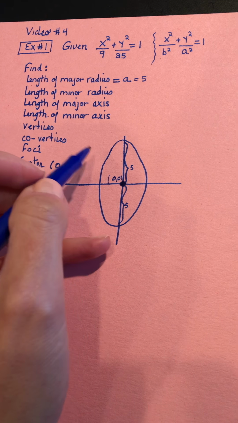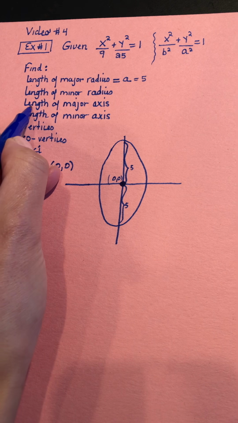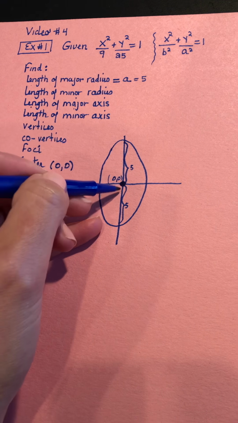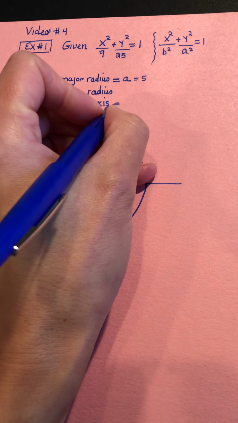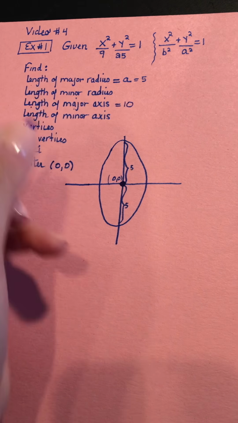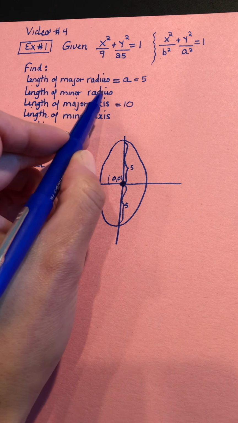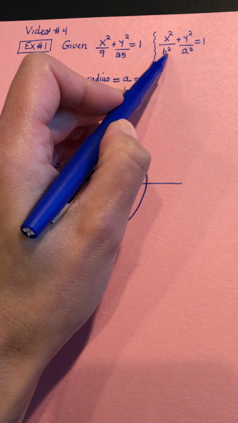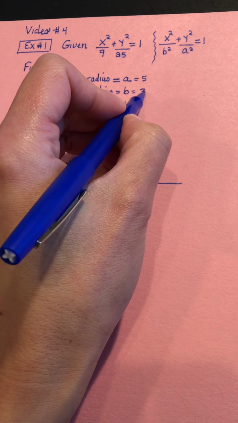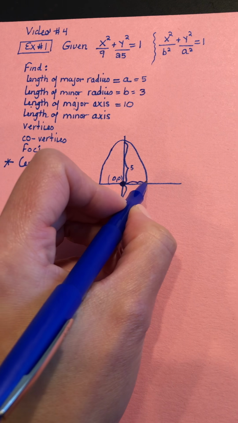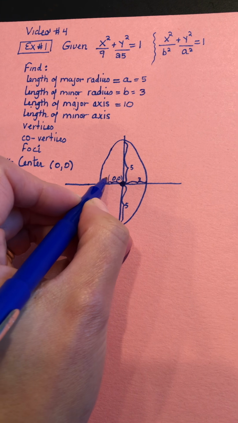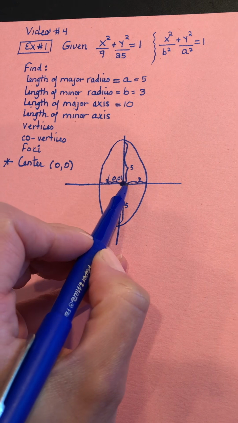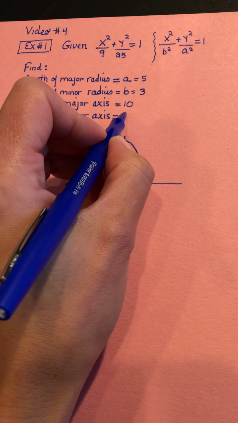Okay, so what I typically do next is find the length of the major axis. If this distance is 5 for my major radius and this distance is 5, the length of the major axis is just 10 units. Now the length of the minor radius is going to be denoted by the letter B, and since b squared is 9, B itself is 3. So this distance here is 3, this distance here is 3. Therefore, the length of the minor axis, 3 plus 3, is equal to 6.